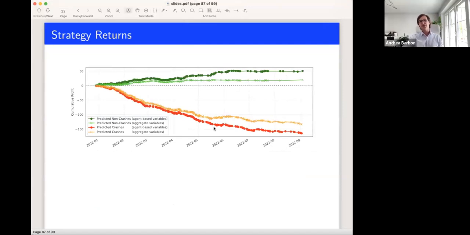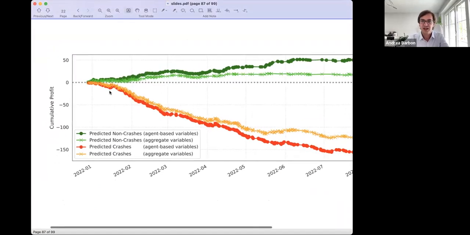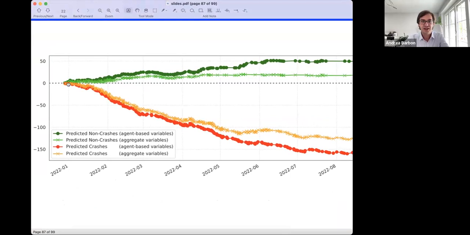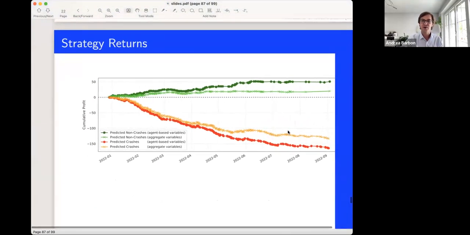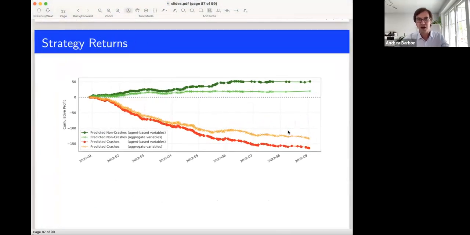And this is what happens. The portfolio of predicted non-crashes in green actually exhibits positive performance, while those collections for which we predict a crash perform very badly after t = 1. So it seems like our model is actually pretty powerful out of sample to distinguish between crashes and non-crashes ex ante.